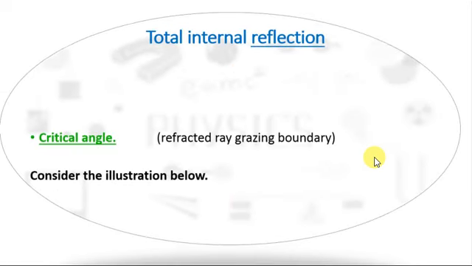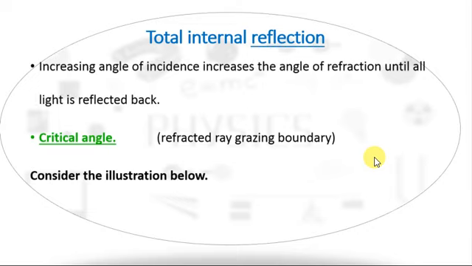Now let's look at total internal reflection. With total internal reflection, if you increase the angle of incidence, the angle of refraction will also increase. Now the point will be reached when the angle of refraction will no longer increase, the ray will just graze the boundary, or it will no longer be refracted, it will just bounce back. And the moment it bounces back, that is now reflection.